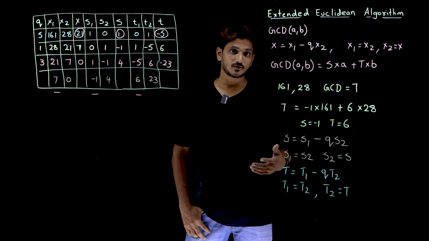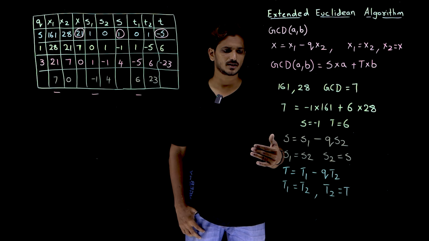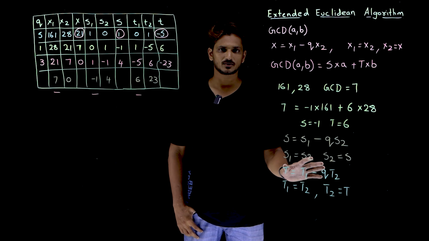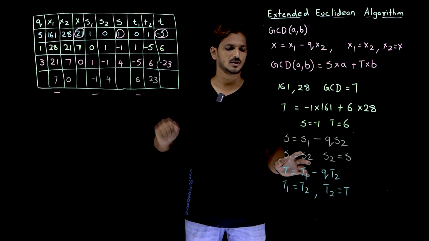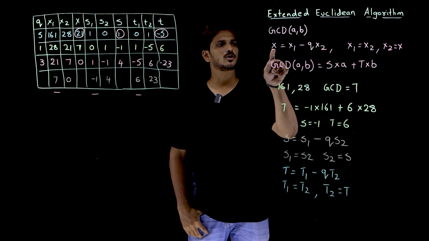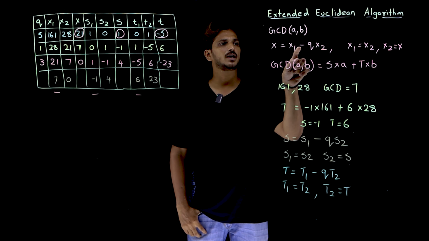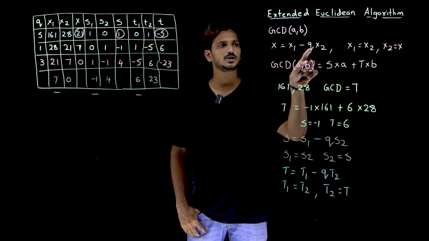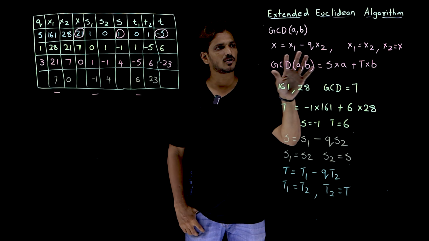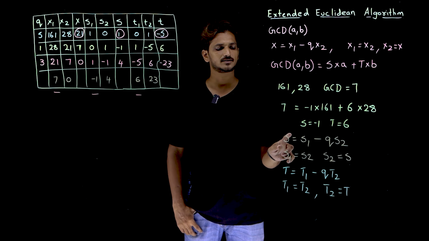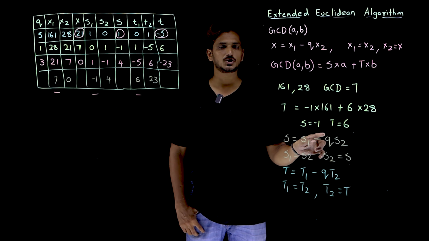Now coming to the formulas which we are going to use here. Just remember the formulas; you will understand them with an example. Here, the same formula: X is equal to X1 minus Q X2, where Q is the quotient and X means the remainder value. The same formula we are going to use here. S is equal to S1 minus Q S2.